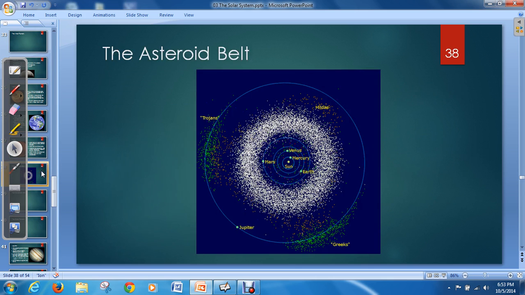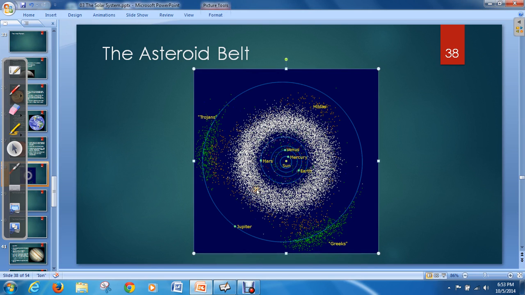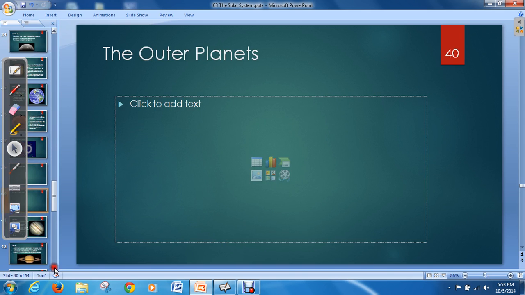Okay? And again, if we look at the asteroid belt, there's just tons of asteroids just outside of Mars' orbit. And we again make that distinction between the inner and outer planets based on this asteroid belt. So if you notice, the four inner planets, Mars, Earth, Mercury, Venus, are inside the asteroid belt. The other four are going to be outside. Okay? So that brings us to the outer planets.